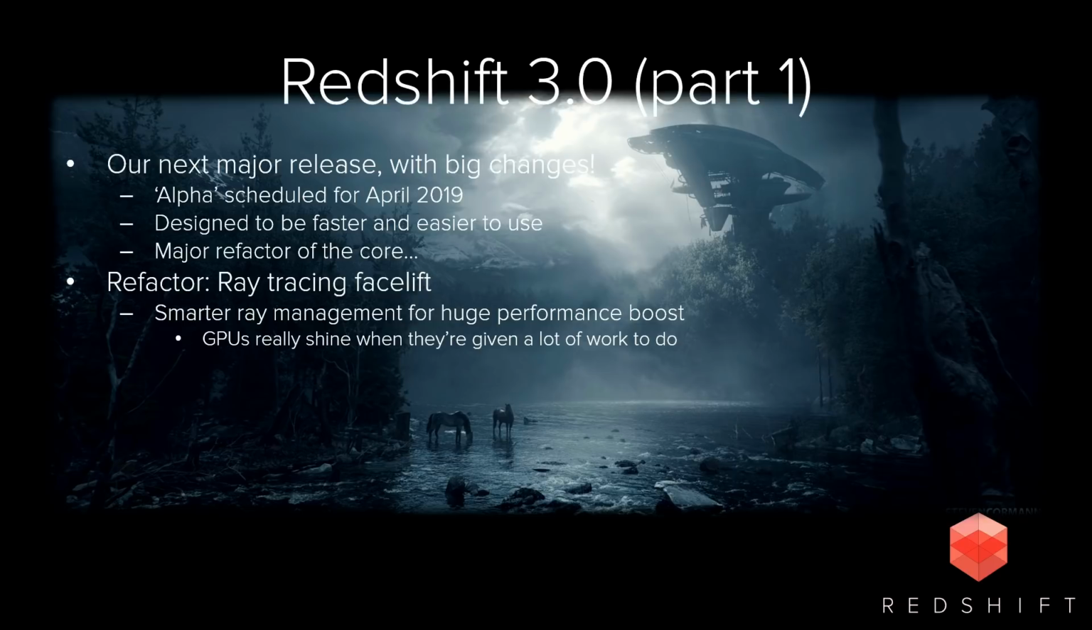And we have a trick in Redshift. We've always had this trick. It's called ray reserve memory. And that guarantees that you can crank up the amount of memory that you're going to use for rays. So you can try and max out your GPUs with rays. But that doesn't solve the problem of what happens with deep bounces.